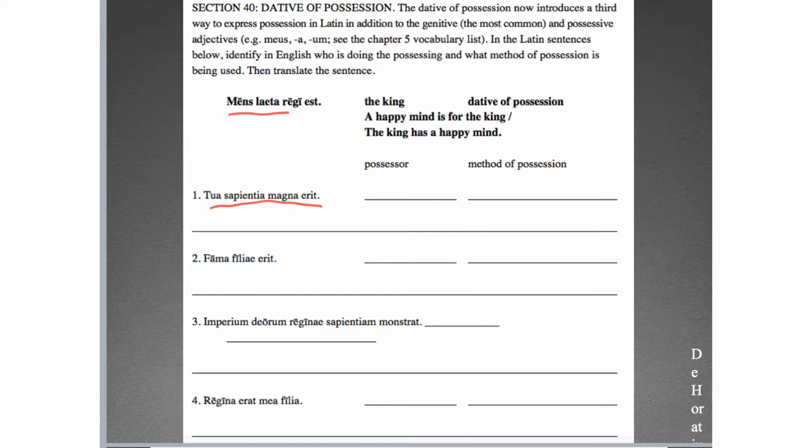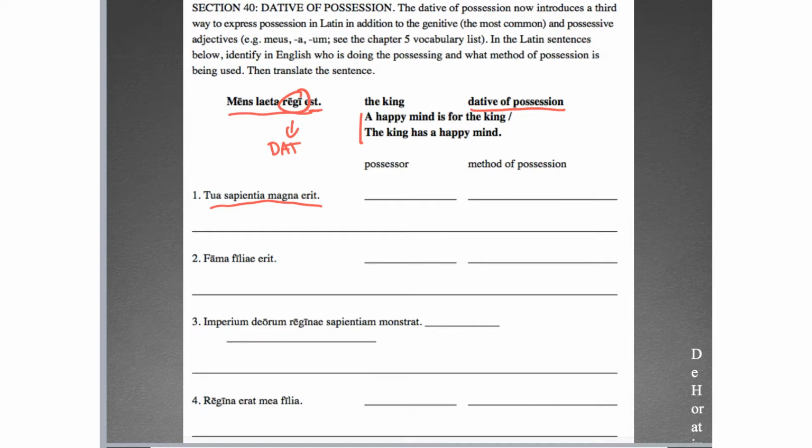So in the example here, mens laeta regi est. Regi is a third declension noun. That's our dative form. There's our verb to be, est. So that's going to be my dative of possession, and that's why that is written here. Two translations as we talked about. So a happy mind, mens laeta, est is dative for the king, or the king has a happy mind.